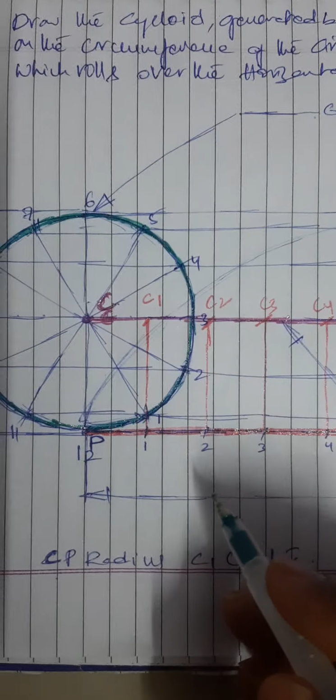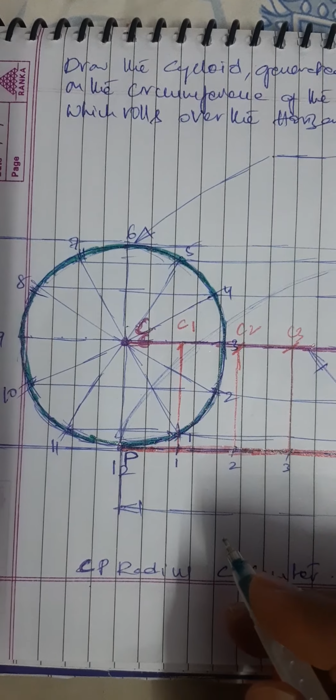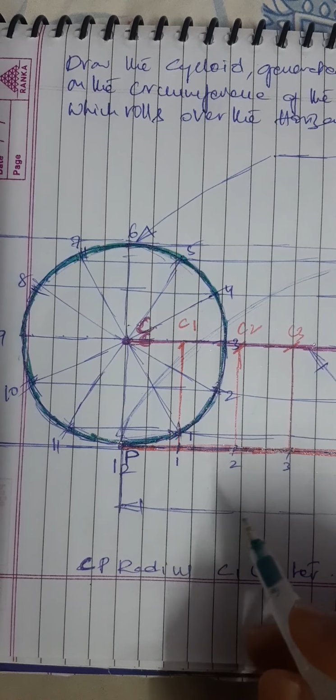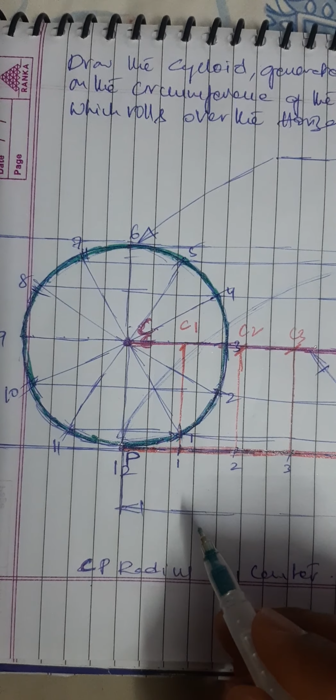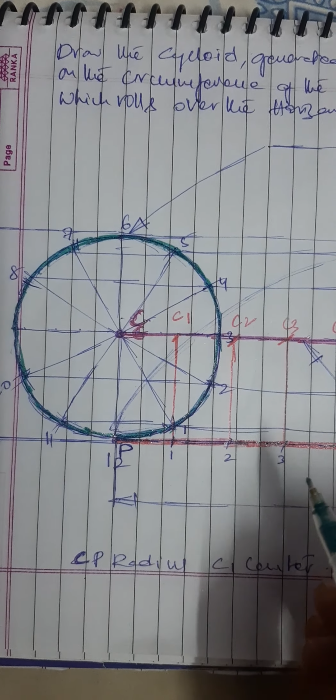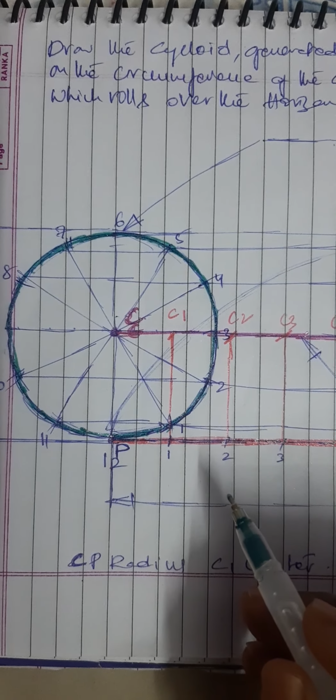So what is given in the question? The diameter of the rolling circle is given, along with the point which generates the path, which is on the circumference of the circle and is allowed to roll over the horizontal line for one complete revolution.